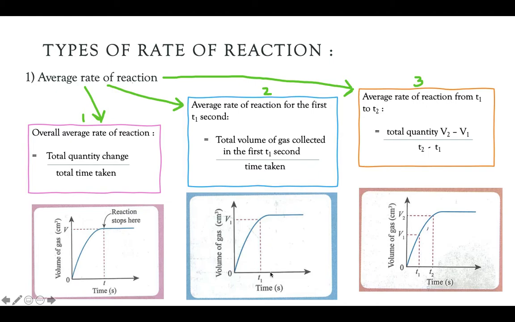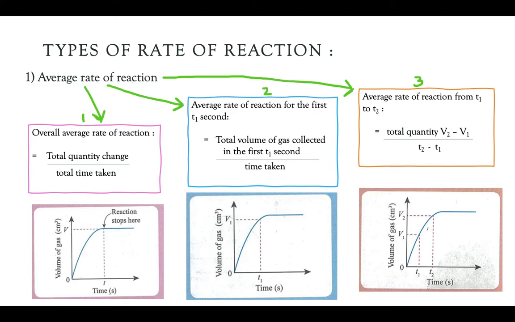Dan masa pun ambil pada masa T1 lah, sebab dia nak until T1 second. Ataupun kita boleh minuskan dengan starting ataupun initial dia 0. So V1 minus 0 for the volume dan divided with time taken T1 minus 0 also. Okay. Untuk keseluruhan T1 second. Okay, for the third one is the average rate of reaction from T1 to T2.